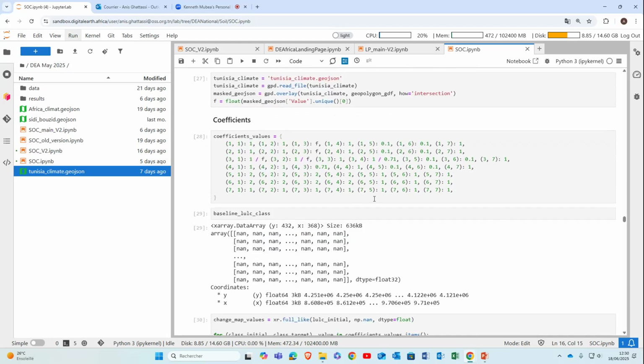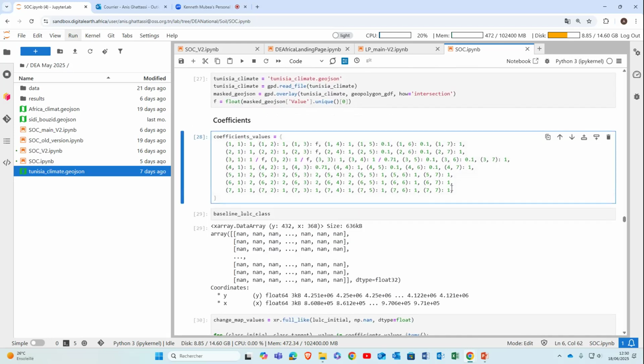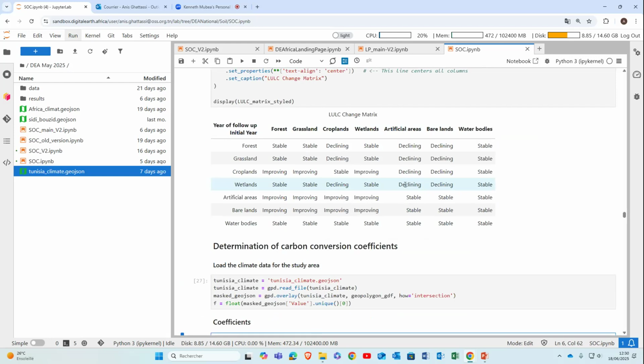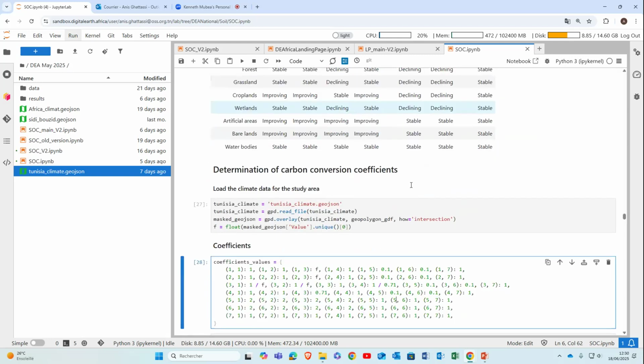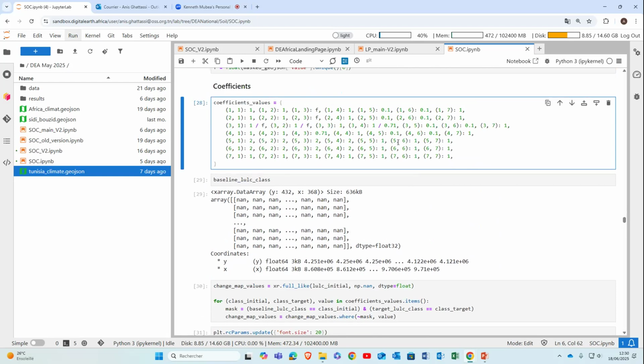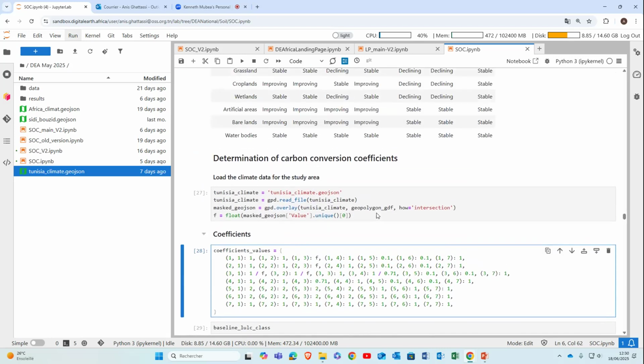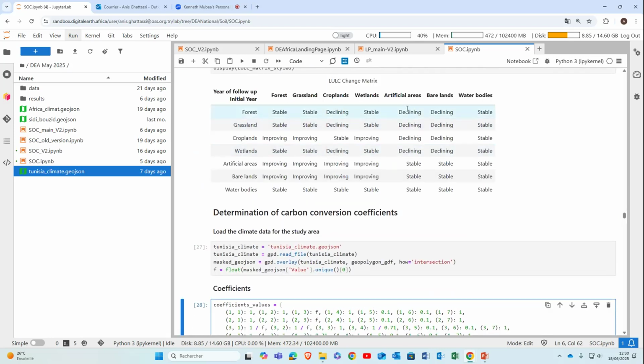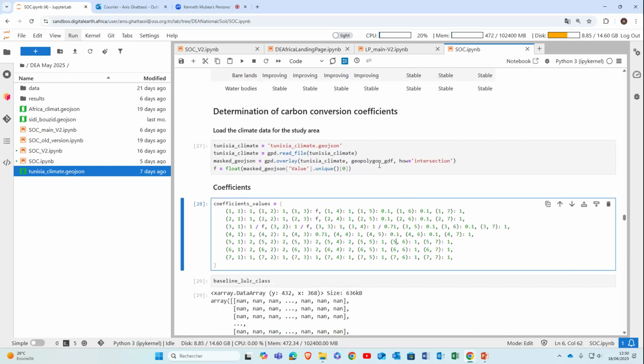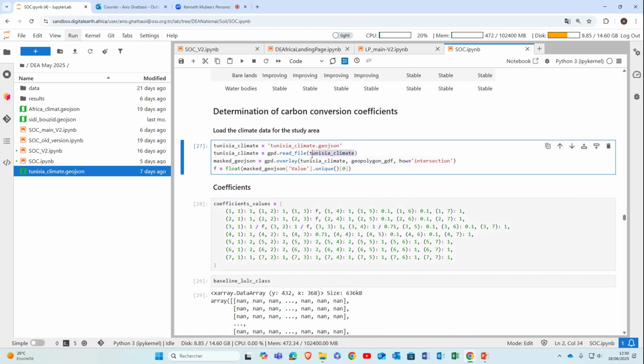So to do this, we included for each value here related to, for example, the cross between the 2 classes, for example, artificial areas and also the wetlands. Here, we add a value relevant to these changes in order to connect the information relevant to the land use land cover change classes with the climate region classes.